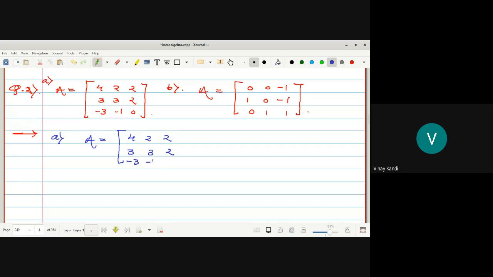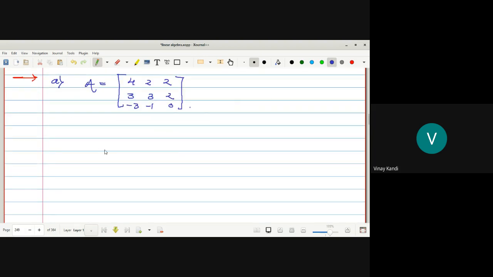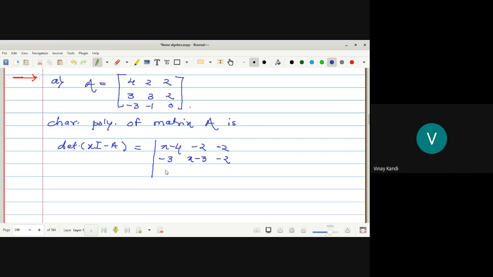Now the characteristic polynomial of matrix A is the determinant of xI minus A, which is the determinant of x minus 4, minus 2, minus 2, minus 3, x minus 3, minus 2, 3, 1, and x minus 0, that is x. Is it correct?